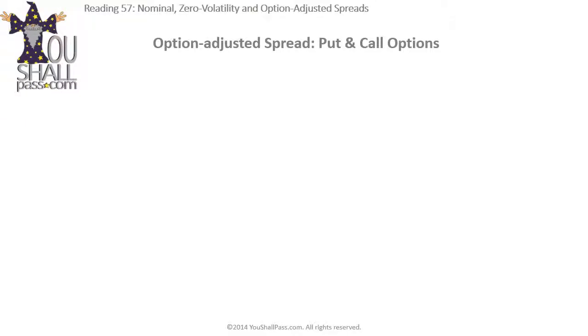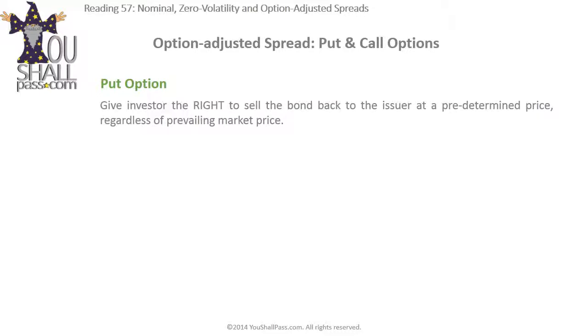For a bit of background, let's talk about how the cash flows change when put and call options are exercised, thereby implying a short, to-the-point discussion about what put and call options are. Let's start with put options. These give investors the right to sell the bond back to the issuer at a predetermined price, regardless of the prevailing market price. It's not an obligation, but the right.